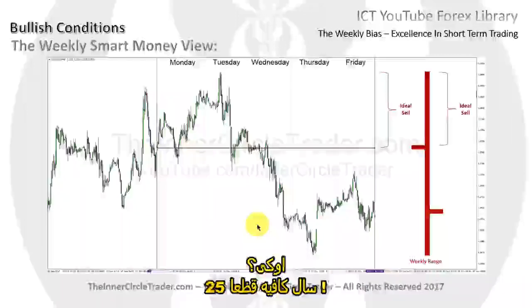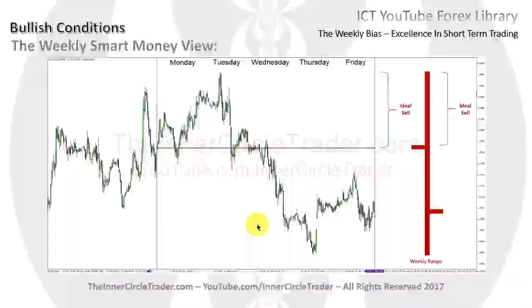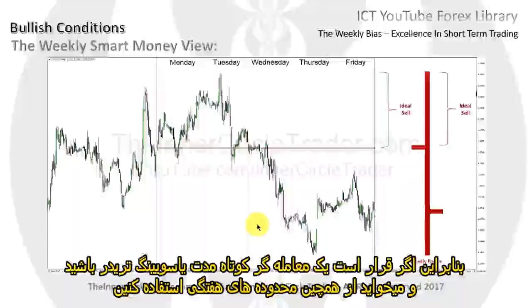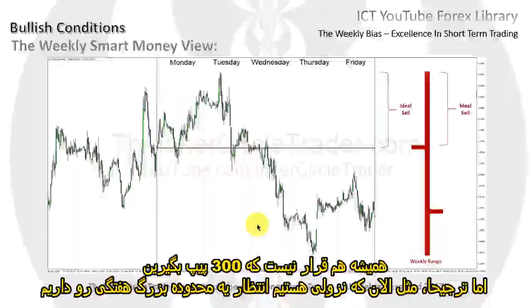Okay, it pays. You have to give yourself the ability to take something out, because the market is not going to do it for you. You have to take it out. So if you're going to be a short-term or swing trader and you want to use the weekly range like this, if we expand 100 pips, we're looking for 150 to 300 pips for the week. You're not always going to get 300 pips.